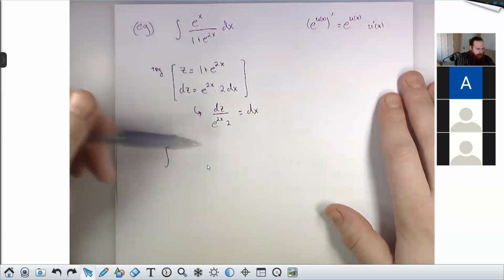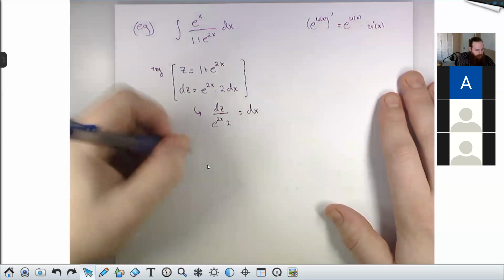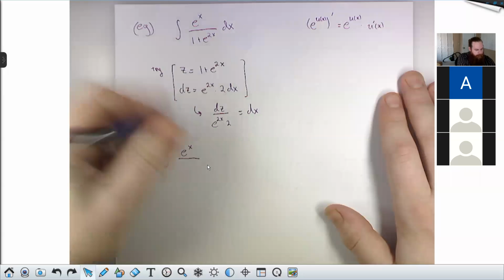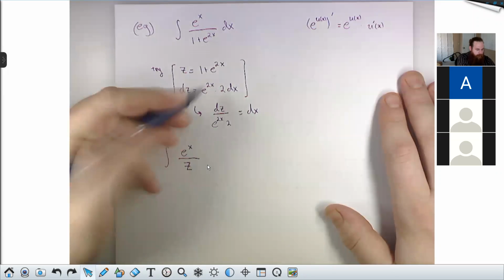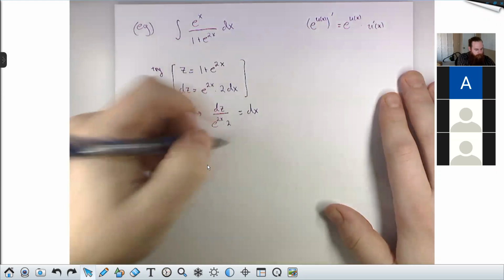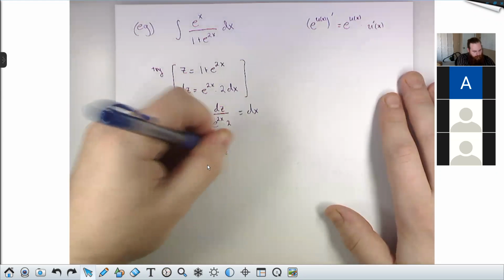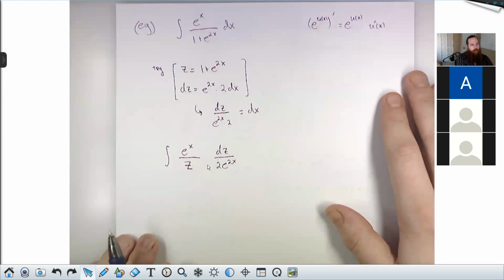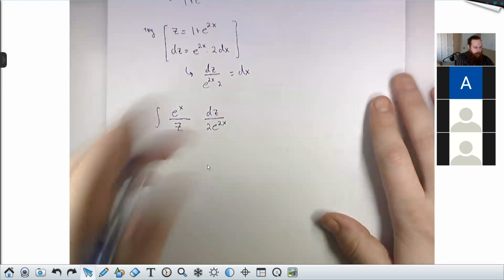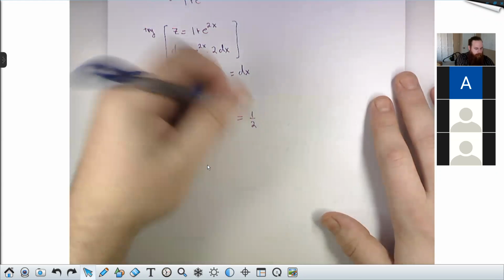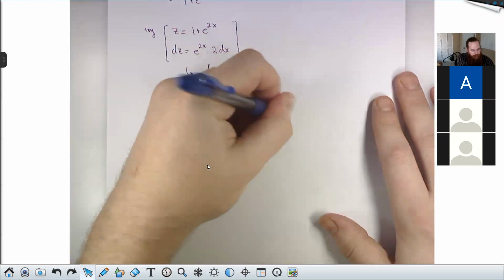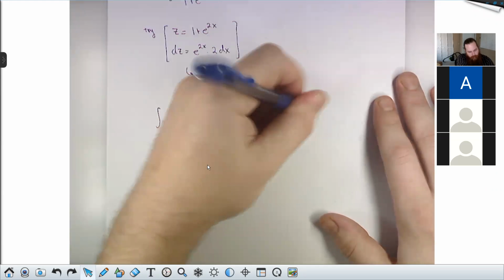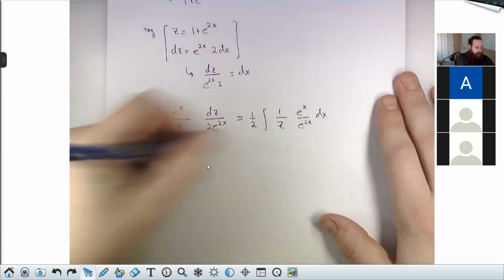The e to the x up here, you can hope will be gobbled up by the differential. We'll just write it down. So I've got e to the x over 1 plus e to the 2x, that's my z. And then if I plug in for dx, dz over e to the 2x times 2, the e to the x and the e to the 2x, they don't cancel perfectly. You can try to work with it. You can pop out the 1/2. You can group the e to the x with the other piece. And there is some cancellation that happens here.